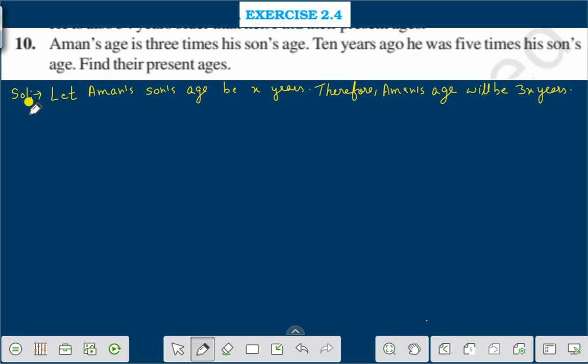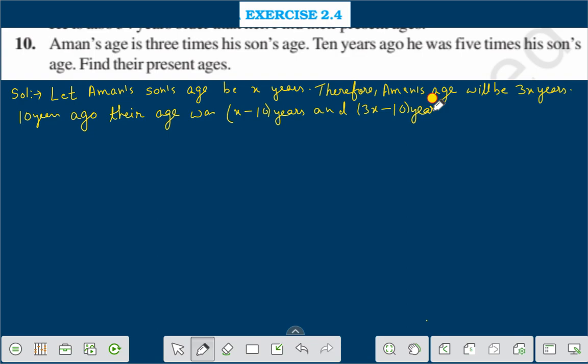Now, 10 years ago, their age was x minus 10 years and 3x minus 10 years, right?